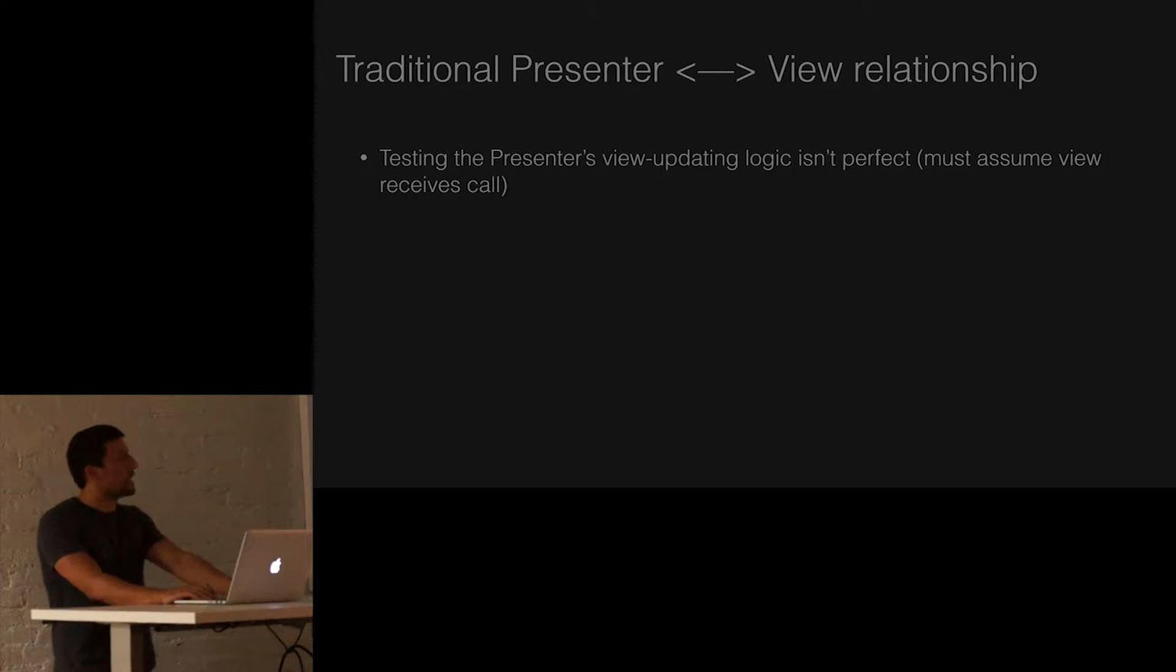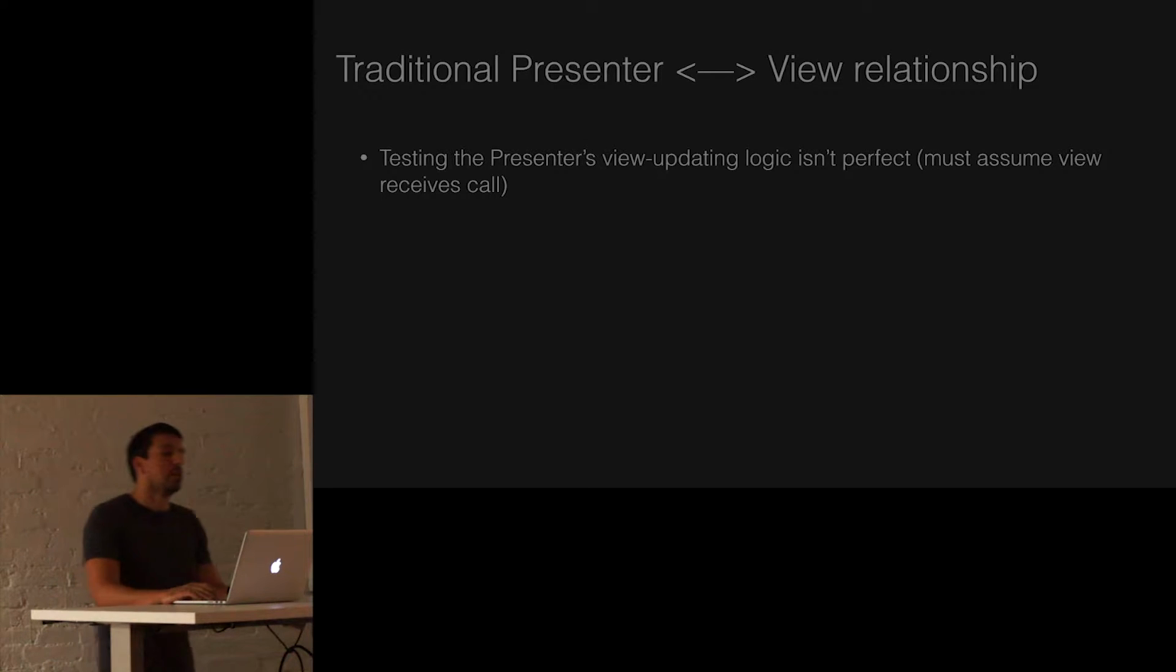And then when we get to testing, the presenter's view updating logic isn't perfect. Most of the time, I'm sure you're probably assuming the view is not null. So you assume it receives the call, but what if the data comes in when the view's in an in-between state?